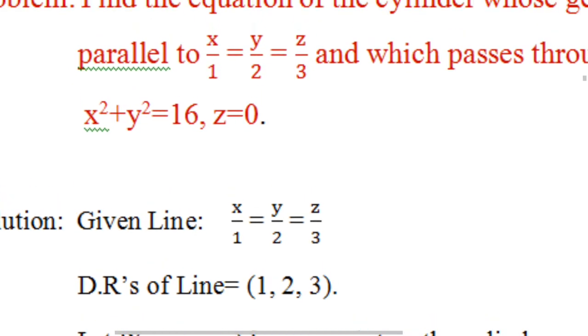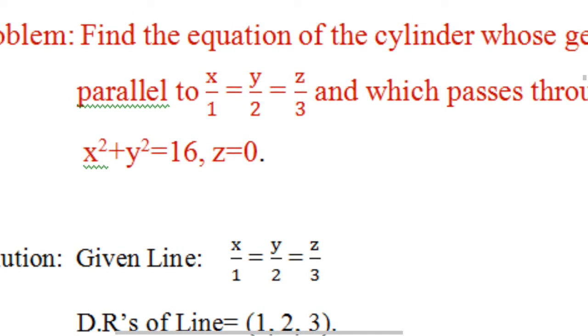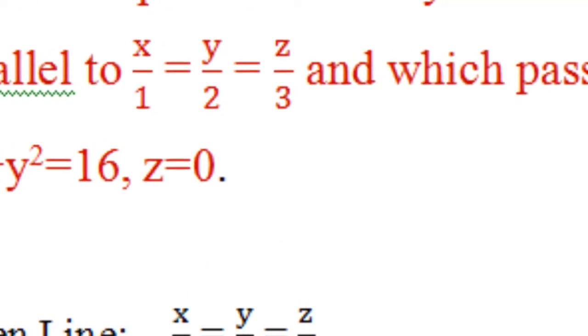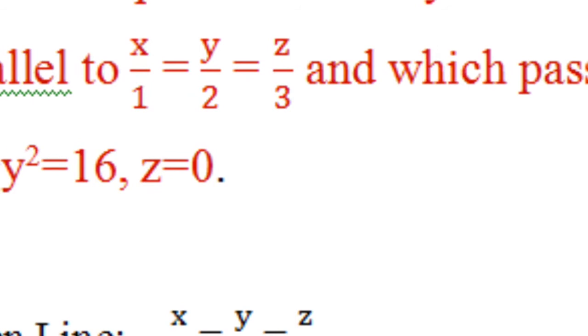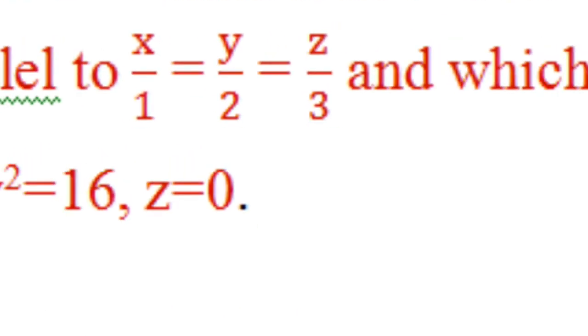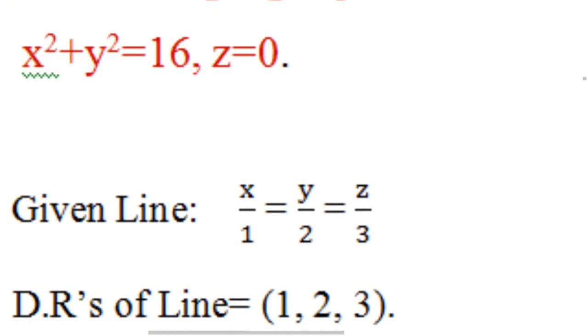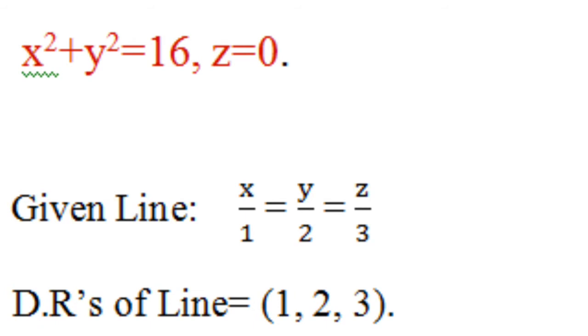Okay, before writing the given curve, first of all, we will see what the DRs of this line are. In the previous problem, the DRs were l, m, n. Here, the DRs are 1, 2, 3. So you have to write down the DRs of the line as 1, 2, 3.